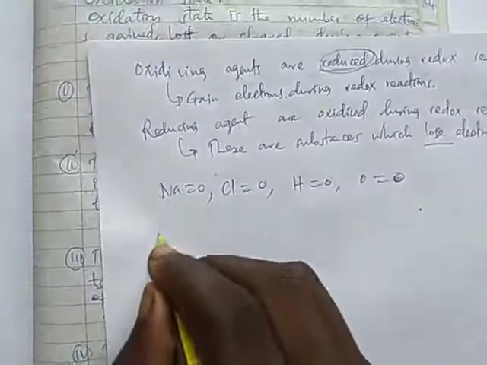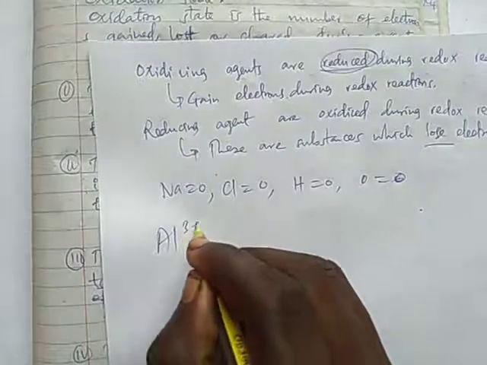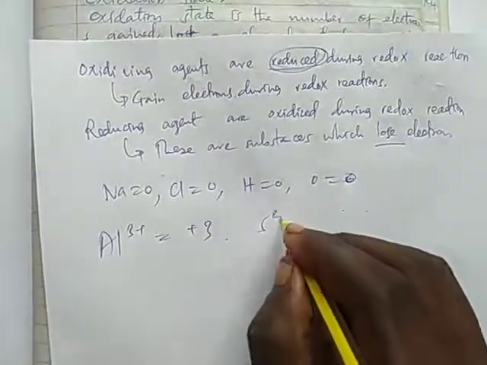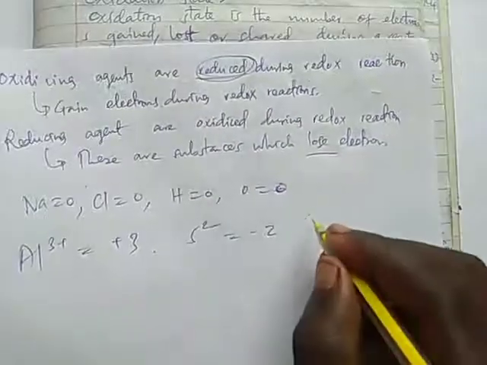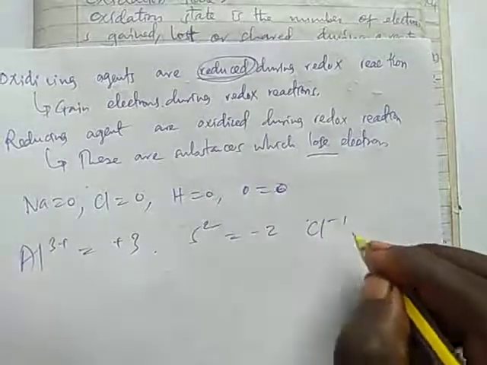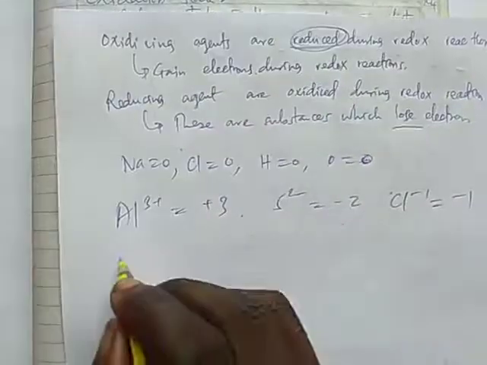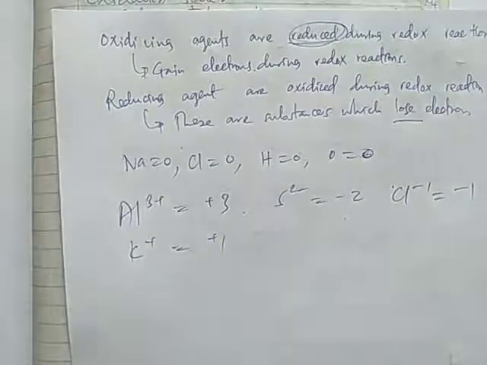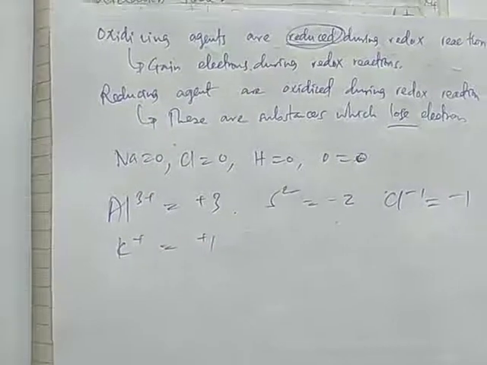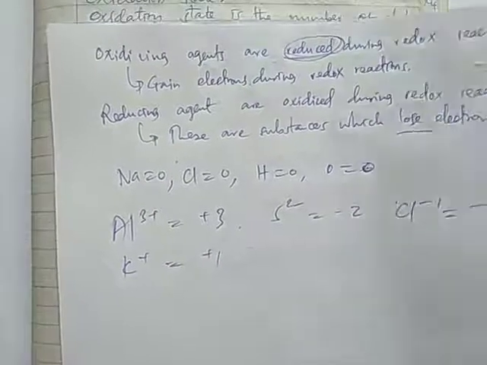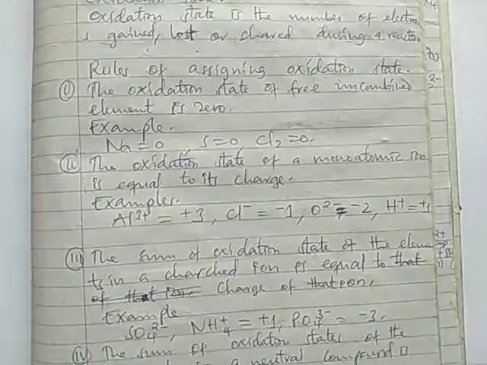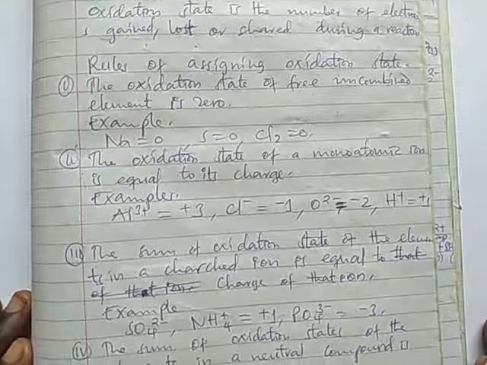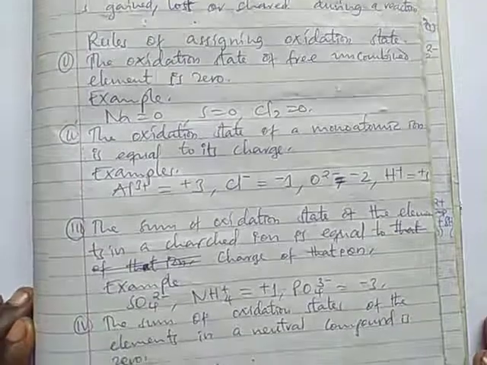The second law is that the oxidation state of a monoatomic ion is equal to its charge. Oxidation state of aluminium positive 3 is equal to positive 3. Oxidation state of sulfur negative 2 is equal to negative 2. Oxidation state of chlorine negative 1 is equal to negative 1. Oxidation state of potassium positive 1 is equal to positive 1. Unaona? Kwa hiyo hii inaitwa ni monoatomic ion. Monoatomic ion ni ion ambayo inakuwa na atom moja.